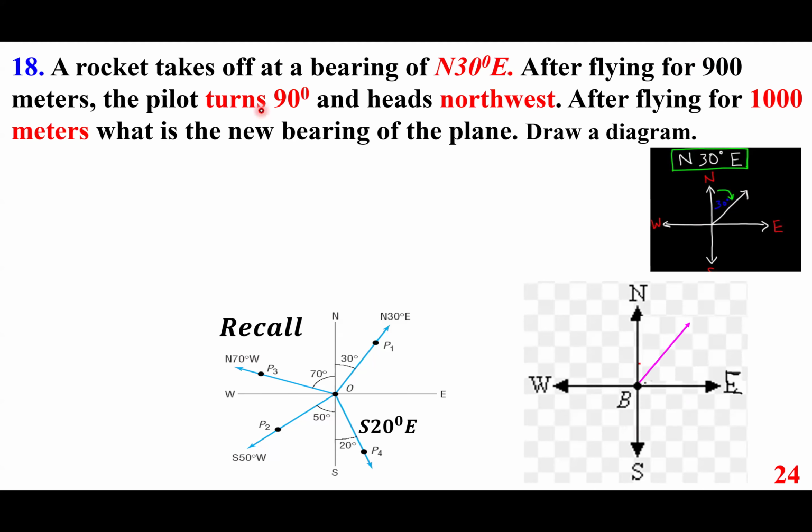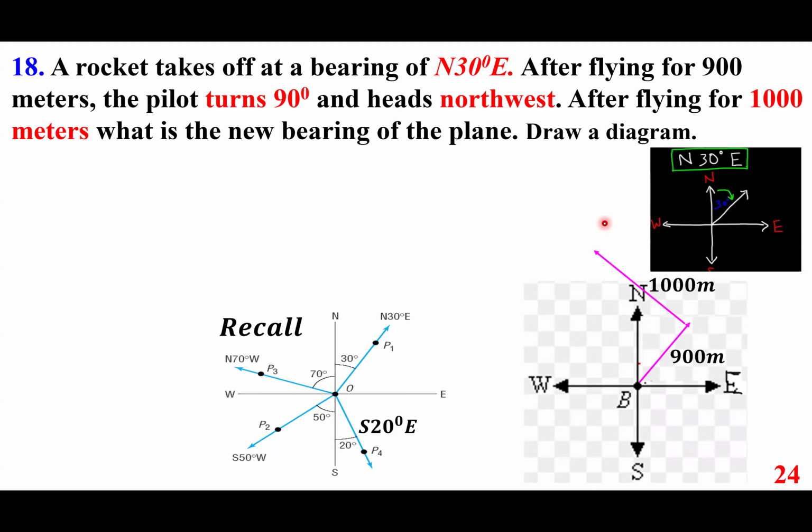Then the pilot turns 90 degrees. When you turn 90 degrees, you either go up or down. Which way do we go? Turn 90 degrees and heads northwest, so this way. This is 900 meters. We are going that way, okay? Because they said so. How far do we go? 1,000 meters. What is the new bearing of the plane?